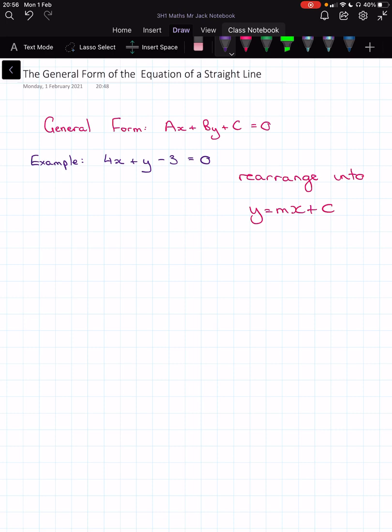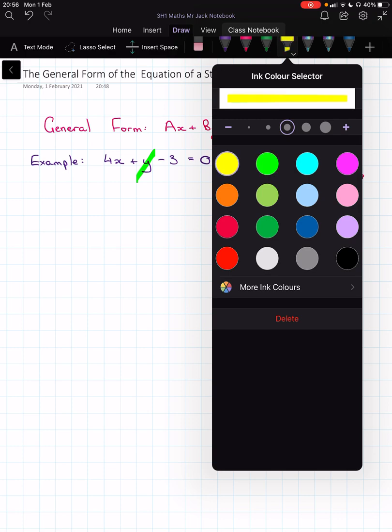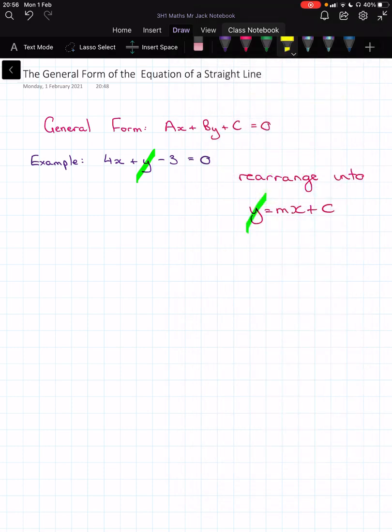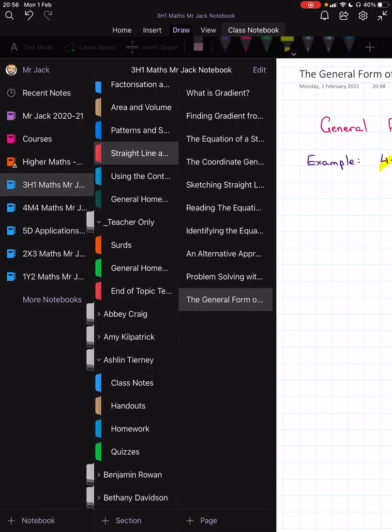If you look at this equation carefully, I want to keep the y on the left-hand side, so that's going to stay where it is. I want mx and plus c on the right-hand side, so the 4x and the negative 3 are going to do a bit of moving. So I'm going to have to move those.